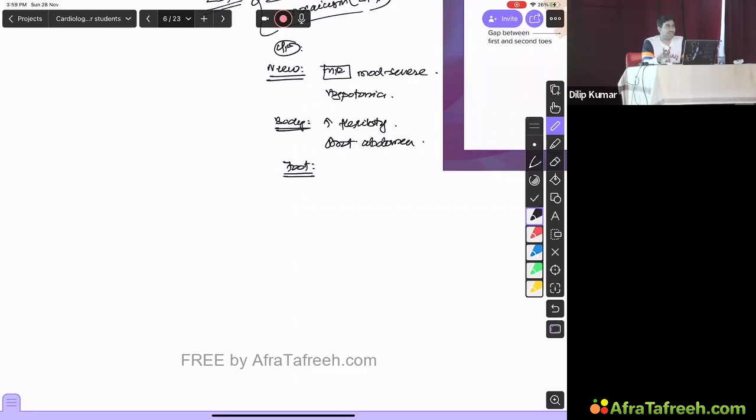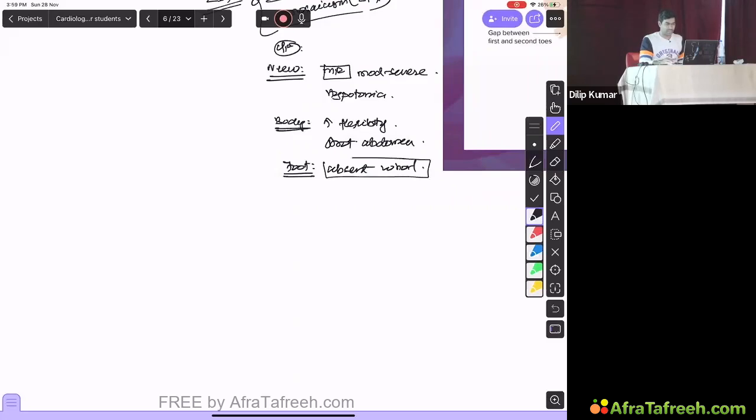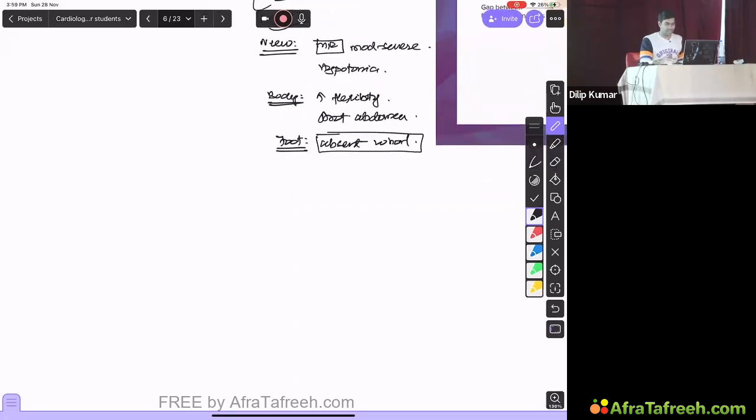Some dermatoglyphics will be abnormal. For example, almost all of us will have, in the ball of the foot, which is the first metatarsal head, a whorl pattern. Even though the pattern may be different, the general thing that we see is a whorl. But these patients will have an absent whorl in the ball of the foot. That's typical.